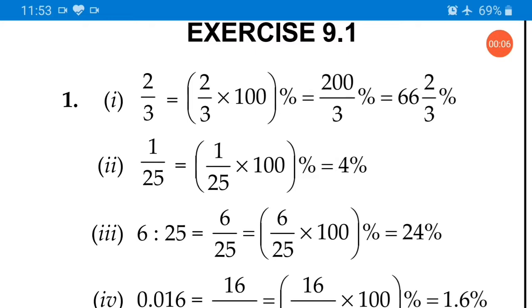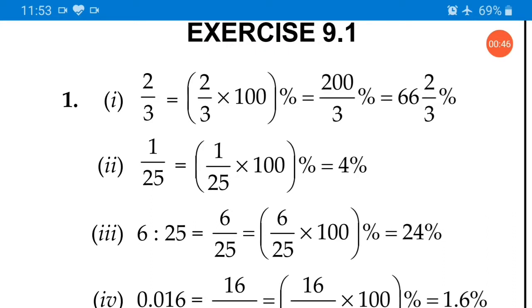Question number 1, convert into percentage. First is 2 by 3. Percentage is defined as a fraction with denominator 100. So 2 by 3 into 100 percent. So 2 into 100 means 200 divided by 3 percent. Now when you divide 200 by 3, in proper form you will get 66 2 by 3%.